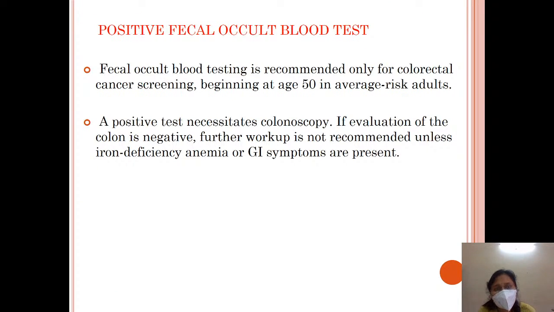Positive fecal occult blood test. Fecal occult blood testing is recommended only for colorectal cancer screening beginning at age 50 in average risk adults, and a positive test necessitates colonoscopy. If evaluation of the colon is negative, further workup is not recommended unless iron deficiency anemia or GI symptoms are present.